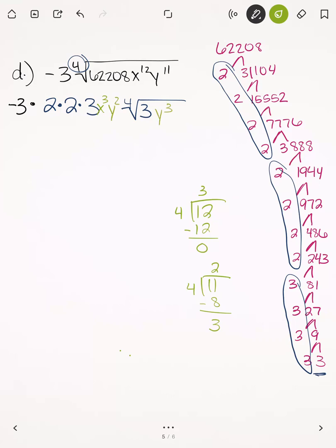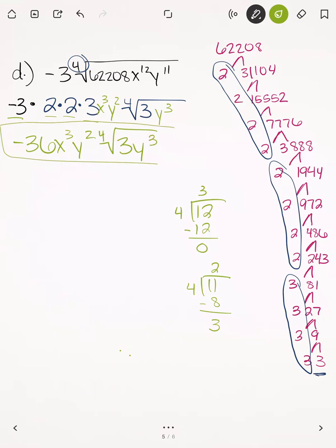So my final answer, I need to multiply all these numbers together to clean it up some. So -3 times 2 is a -6 times 2 is a -12 times 3 is a -36. And then we have x cubed, y squared, and then the fourth root, don't forget your index number, of 3y cubed. This would be my final answer.